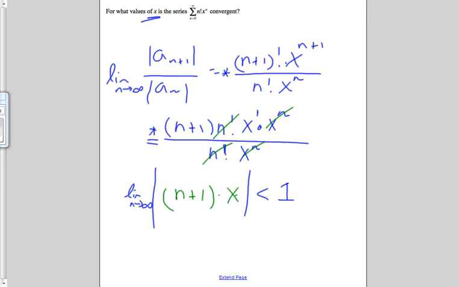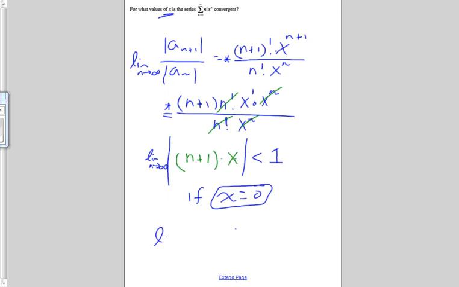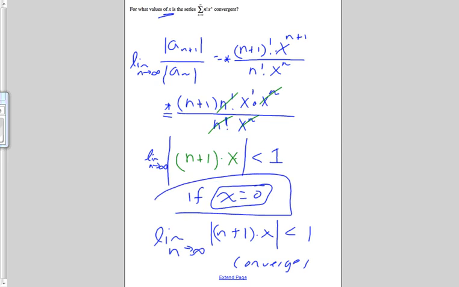Well, clearly, as n gets huge, n plus 1 is going to get huge. And x stays x. So the only way that this value can be less than 1 as n approaches infinity is if x equals 0. And if x equals 0, then the limit as n approaches infinity of n plus 1 times x will be less than 1. Therefore, it converges. And that's only true if x equals 0.